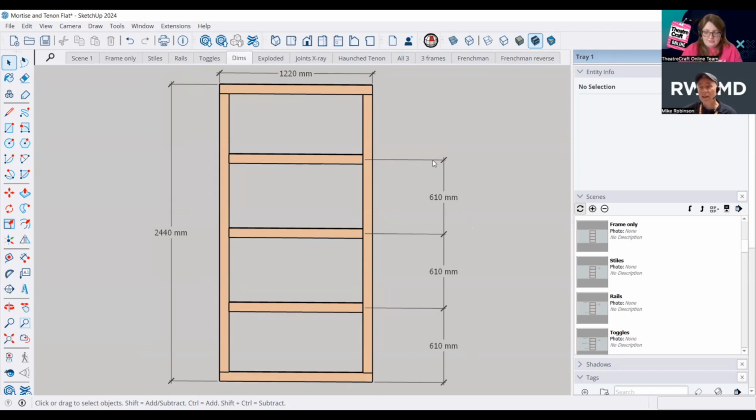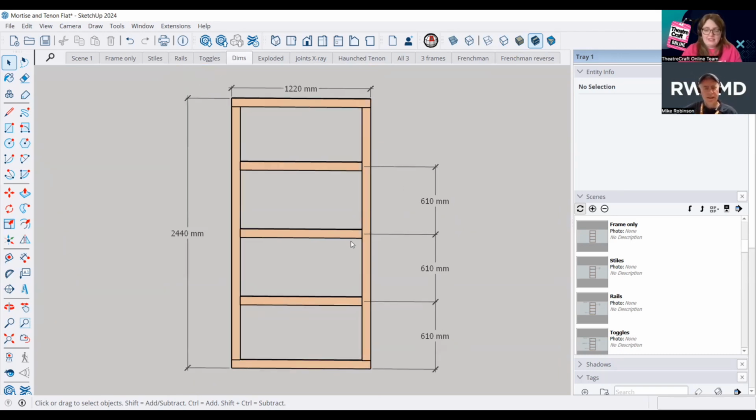So if I forget to mention it, please remind me. Put it in the chat: you didn't say about the 6-10s. I will, because I've got a tiny little mini flat here, and we'll go through that. Okay, so that's all pretty straightforward.